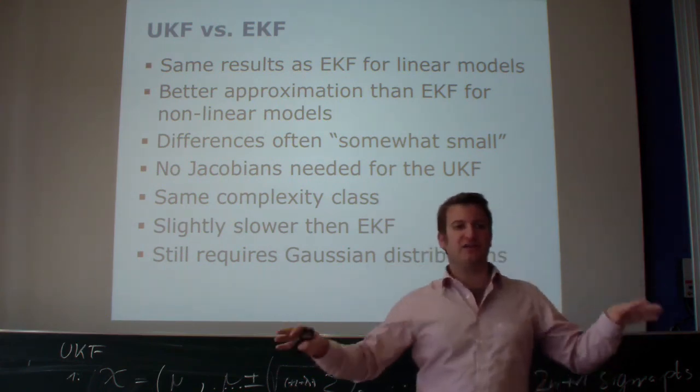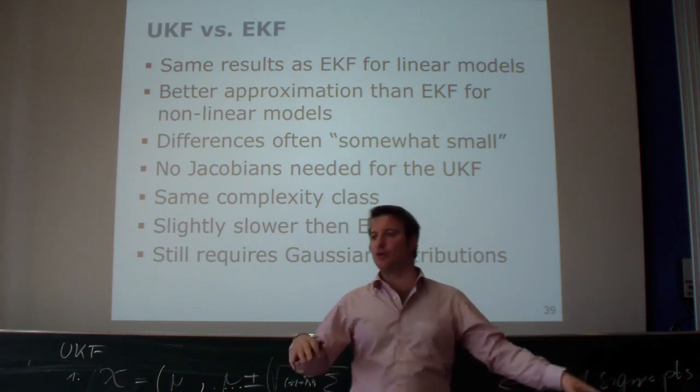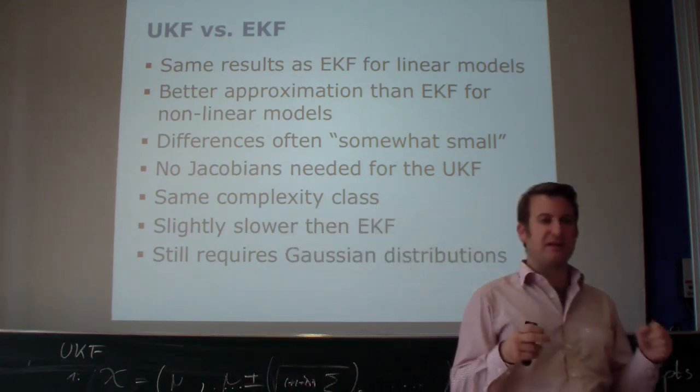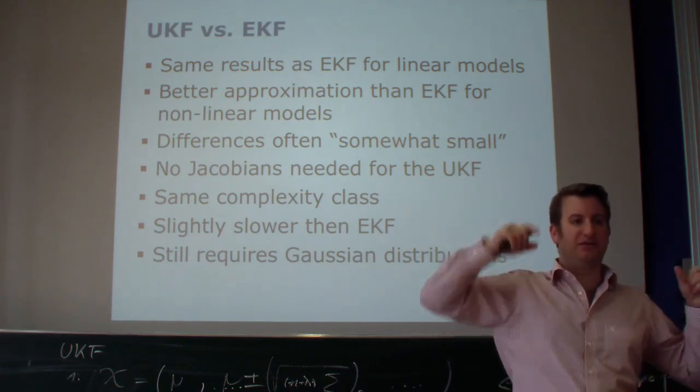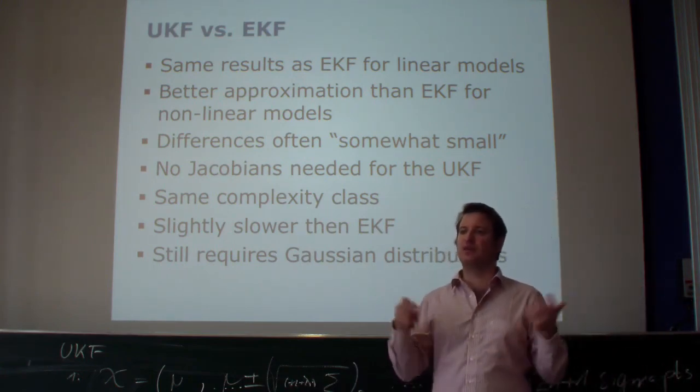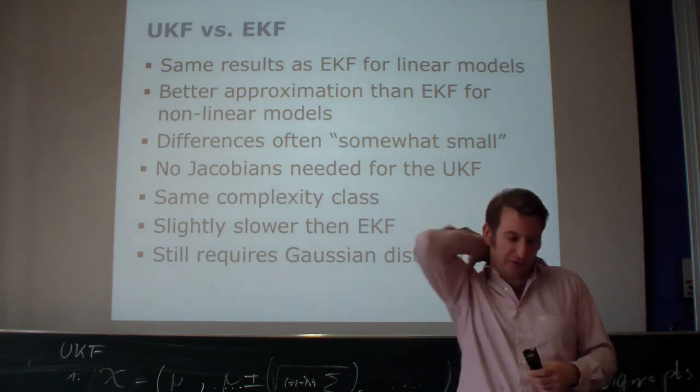Both filters are in exactly the same complexity class, so neither is more complex than the other, although the unscented Kalman filter typically is a little bit slower because of computing those sigma points. So it's a constant factor slower, but there's no change in the general complexity class of both algorithms.